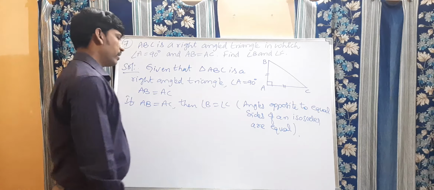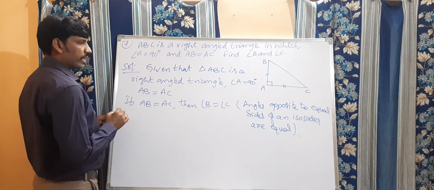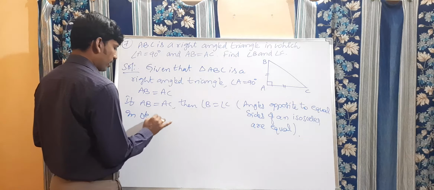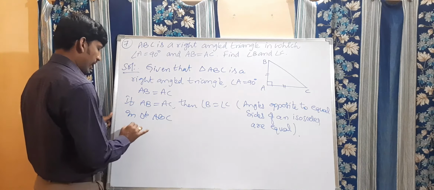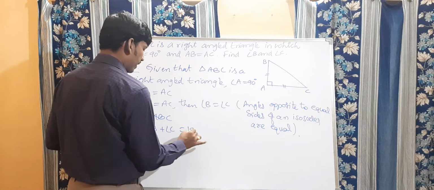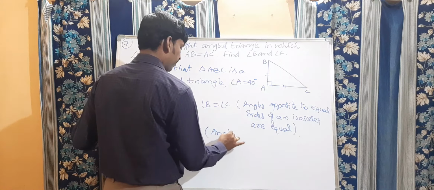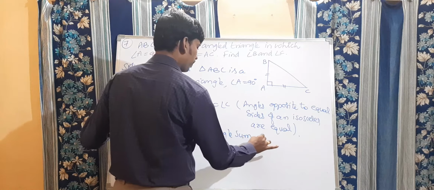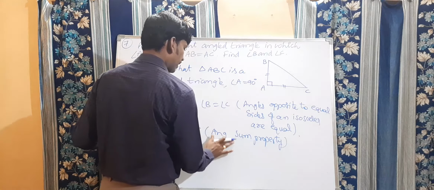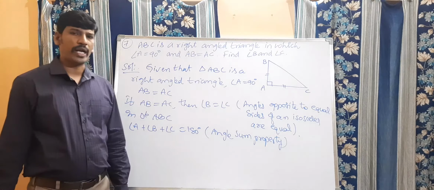Clear, my dears? By using the angle sum property, in triangle ABC, angle A plus angle B plus angle C is equal to 180 degrees. This is the angle sum property. By using the angle sum property, we can say that the sum of these three angles will be 180 degrees.